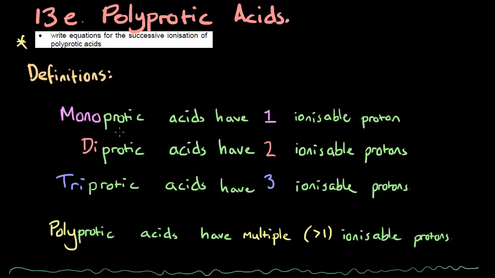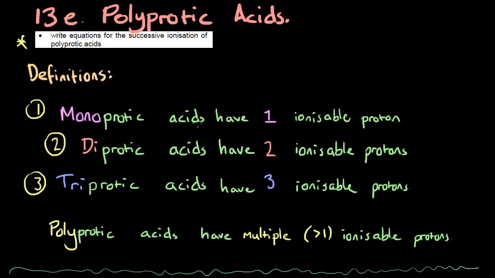I've got three definitions: monoprotic, diprotic and triprotic, and I've highlighted the prefix in each of these words. These prefixes, mono, di and tri, you should recognize them from when we were naming covalent molecular compounds. For example, carbon monoxide, where mono meant one, or carbon dioxide, where di meant two, sulfur trioxide, where tri meant three. So these prefixes are telling you a number, and then the suffix protic, protic is referring to protons.